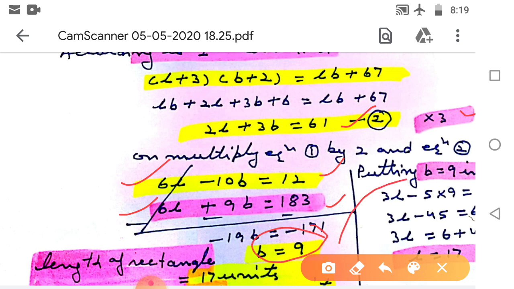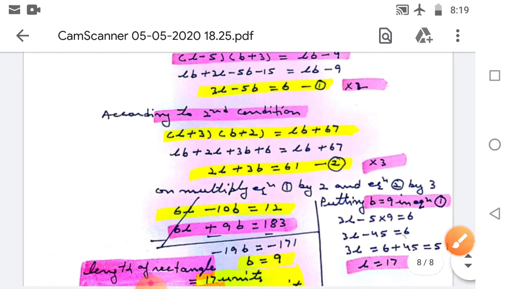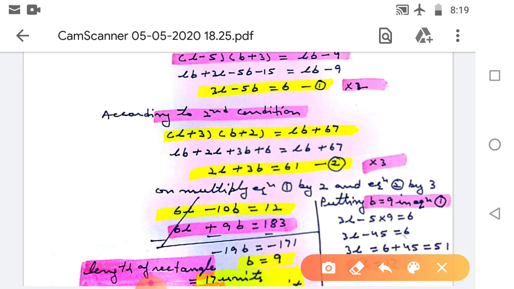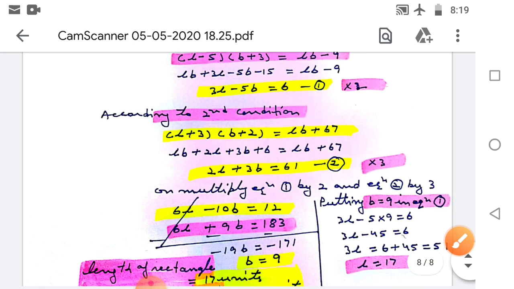Now in equation 1 we put the value of B as 9, so 3L minus 5 into 9 is equal to 6, and the value of L is 17 here. The value of L is 17. So the value of B is 9 and the value of L is 17.